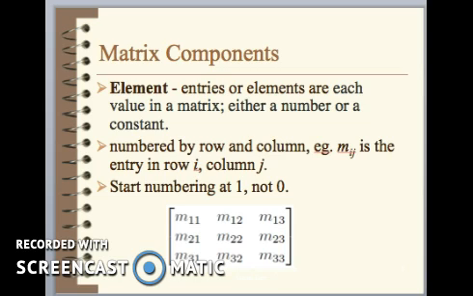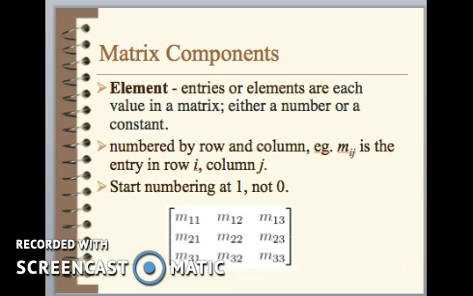Now the components in a matrix, we tend to refer to them as elements or entries. Now they're the value in a matrix and can be allocated either a number or a constant. Now we number the rows and columns, and we refer to the entries or the elements in the matrix by their place, by their row and their column.